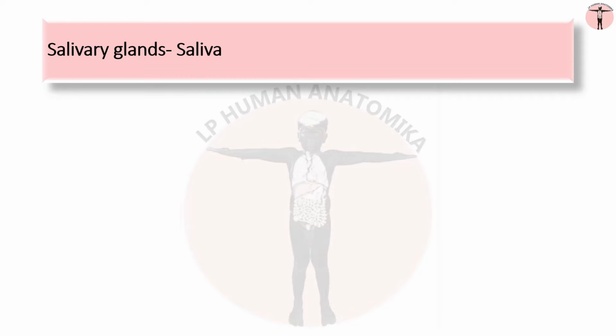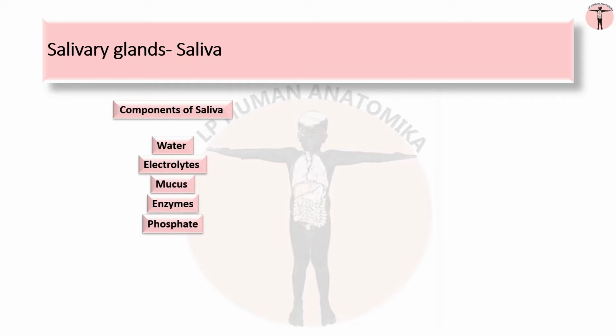Salivary glands secrete saliva, which is composed of water, electrolytes, which includes calcium, potassium, sodium, chloride, bicarbonate, and also mucus, enzymes, phosphate and antibodies. The functions of saliva includes digestive function, which includes moistening the food to help in deglutination, dissolving and suspending food, and initiating digestion of carbohydrates by the enzyme salivary amylase present in it.